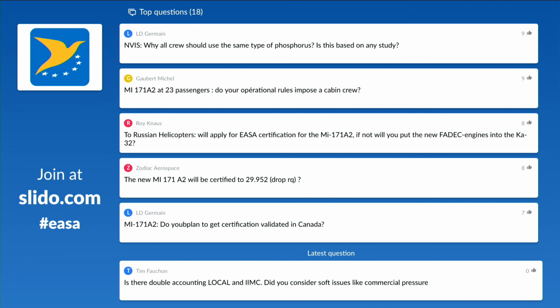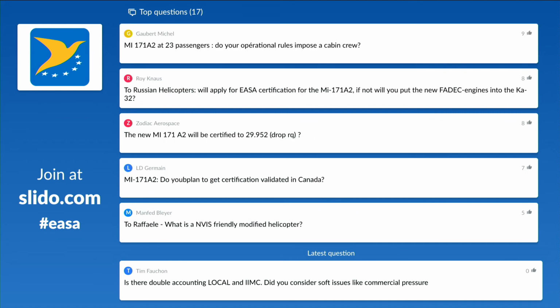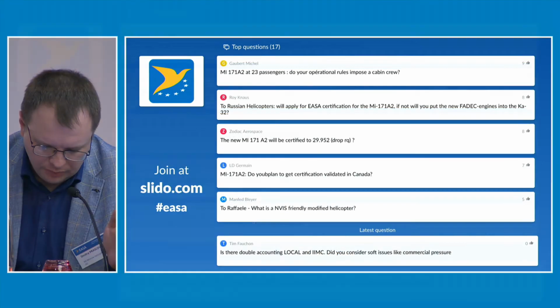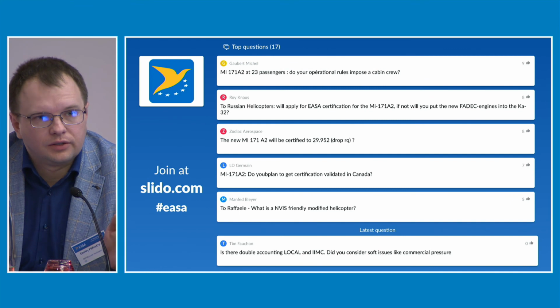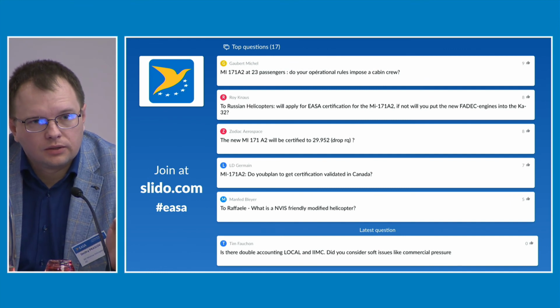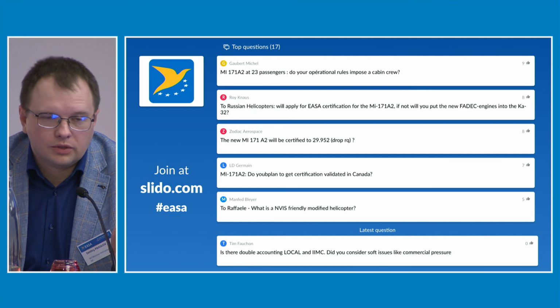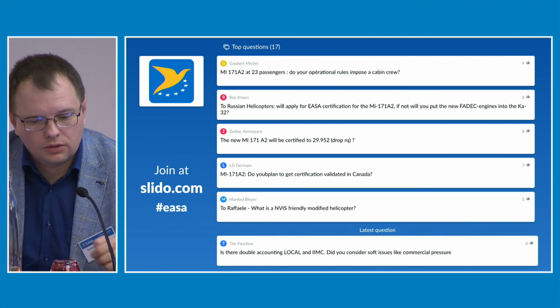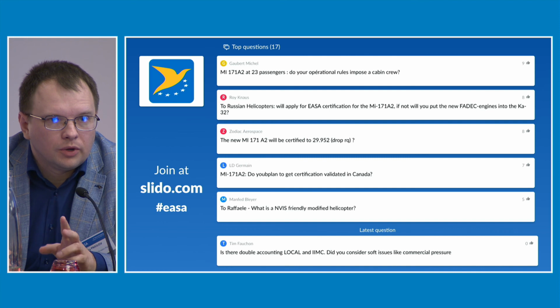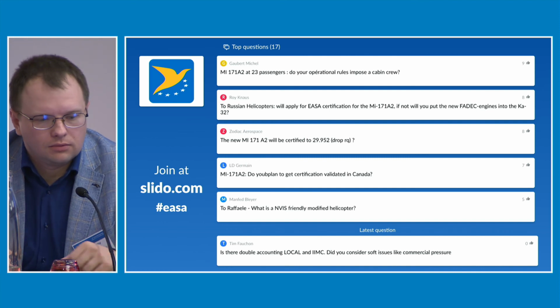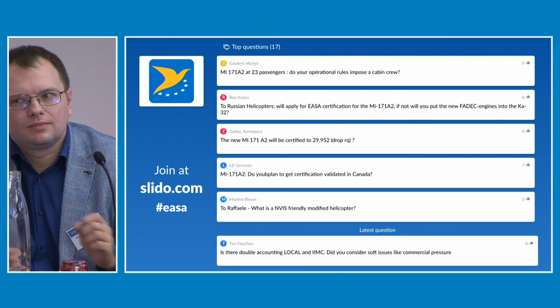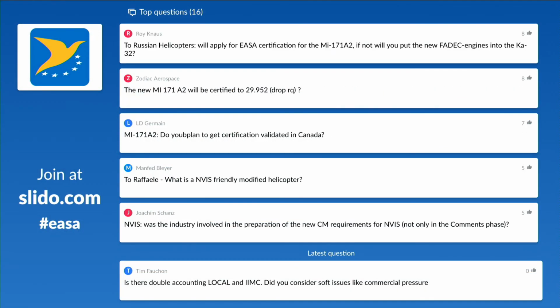Okay, next for the Mi-171A. Dmitry? At 23 passengers, yes, we need an air steward. And now it's situated on the same seat as the passengers. And about the tail rotor on the left side.